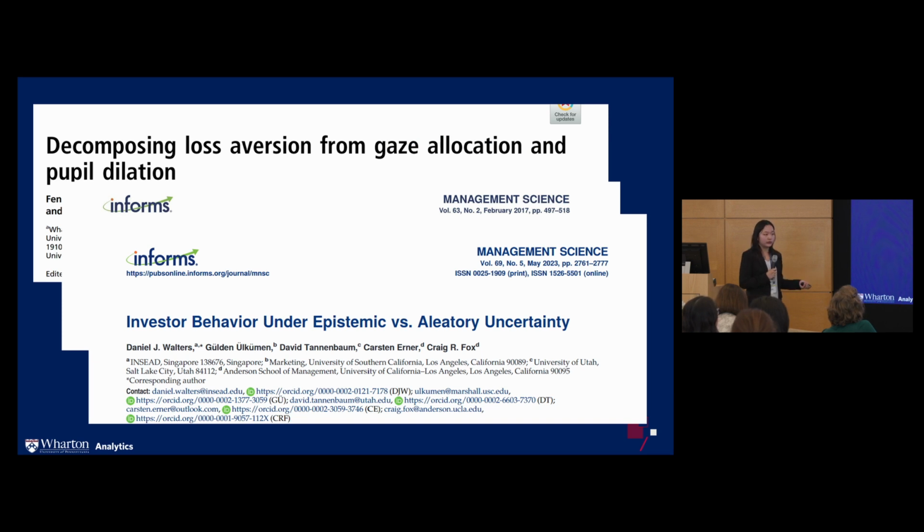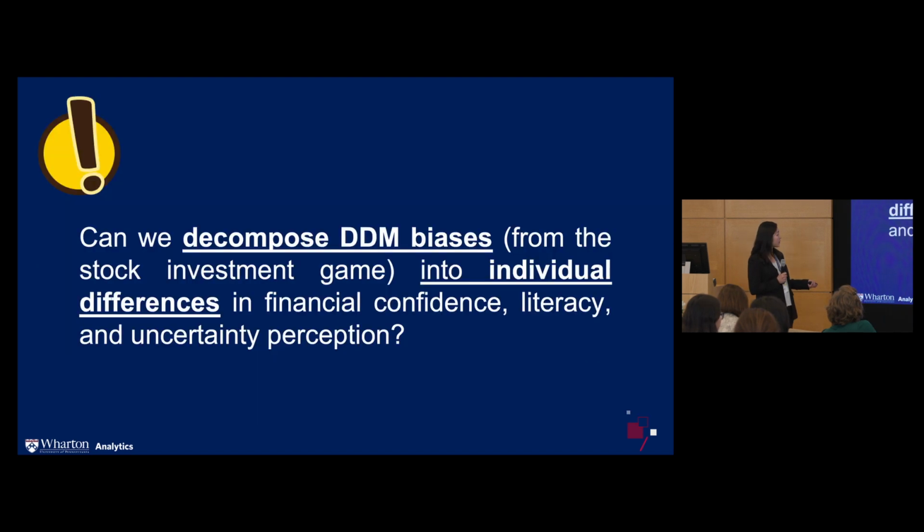Our previous research has shown that loss aversion can be decomposed into DDM biases. There is also research showing that our investment behavior can be impacted by our uncertainty perception. So, can we decompose the DDM biases from the stock investment game into individual differences in financial confidence, financial literacy, as well as uncertainty perception?